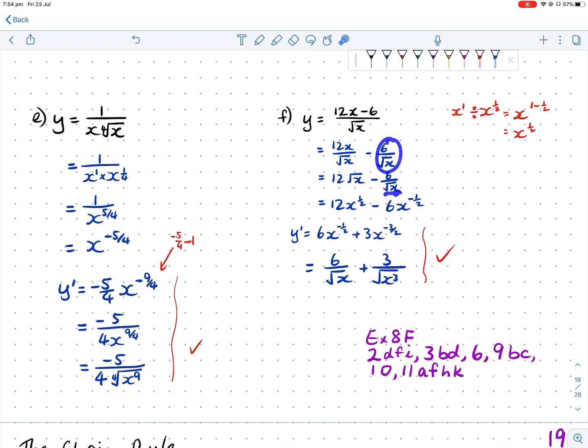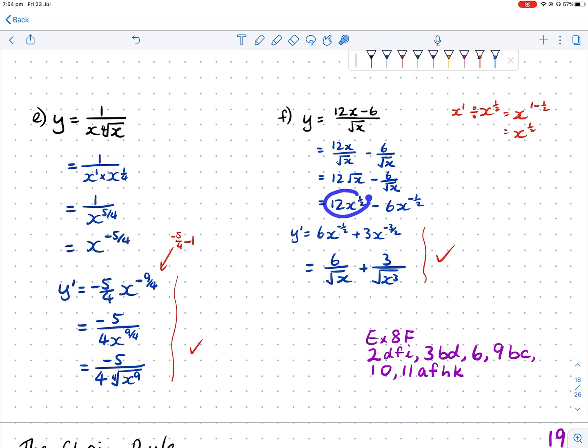That fraction I'll just leave as it is at the moment, because what we then need to do is change it so that it's a power. So the square root of x is just x to the power of a half. 1 over the square root of x is x to the power of negative a half. Once we split it into those two separate powers of x, we can now differentiate each of those separately.